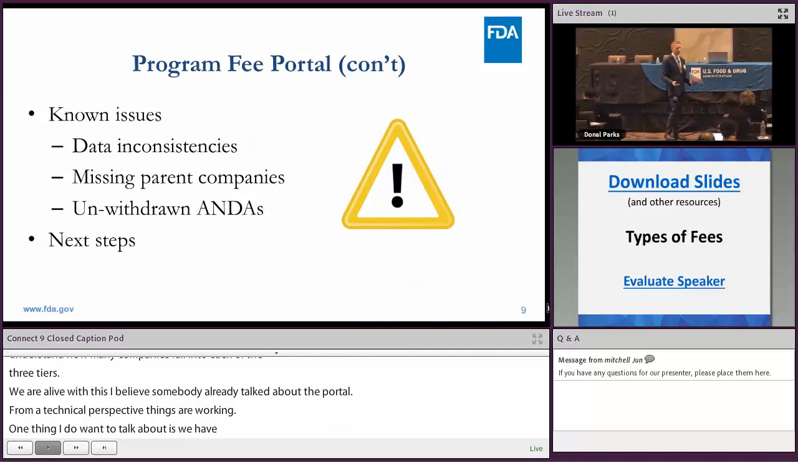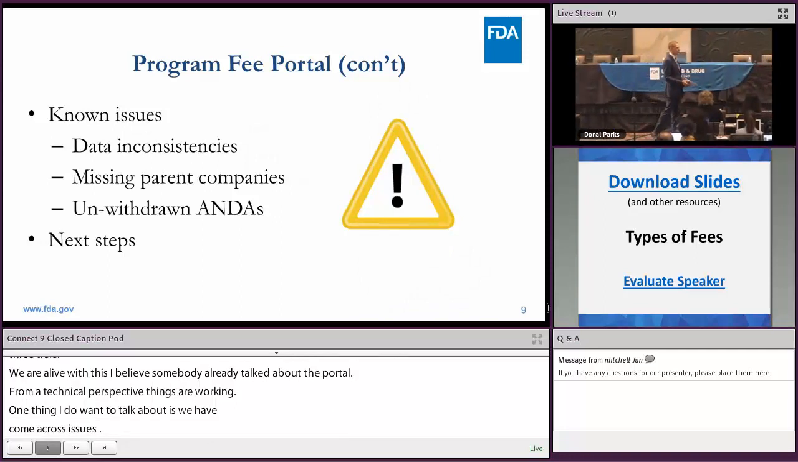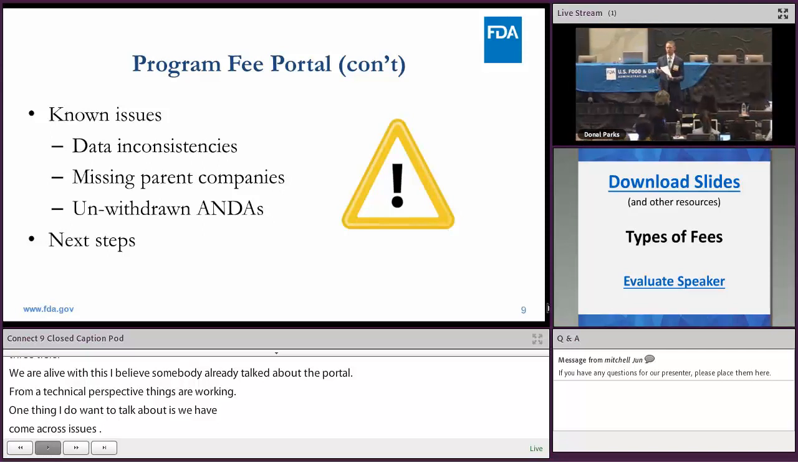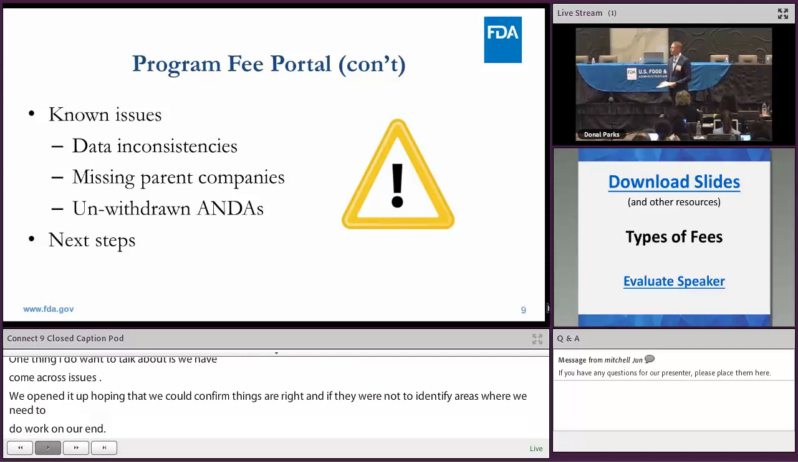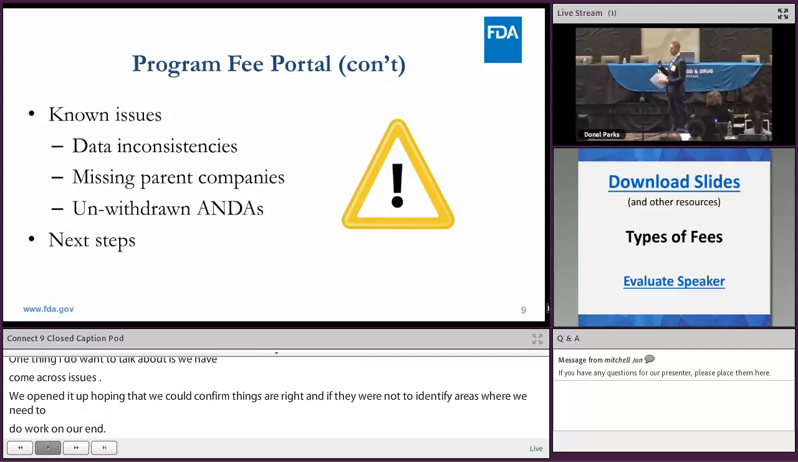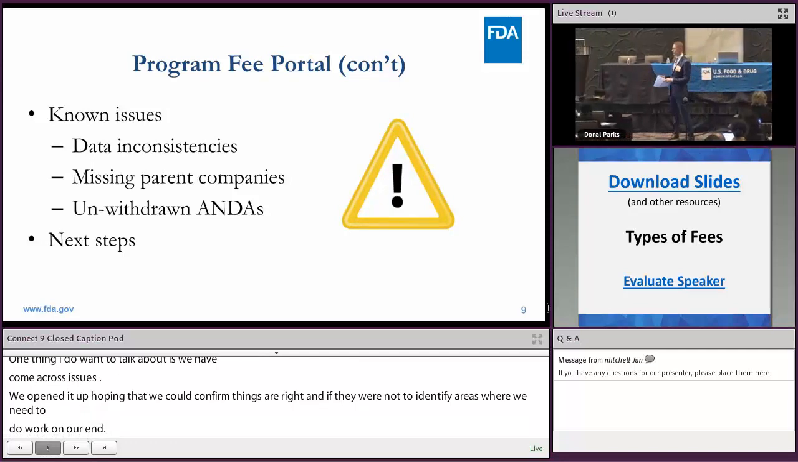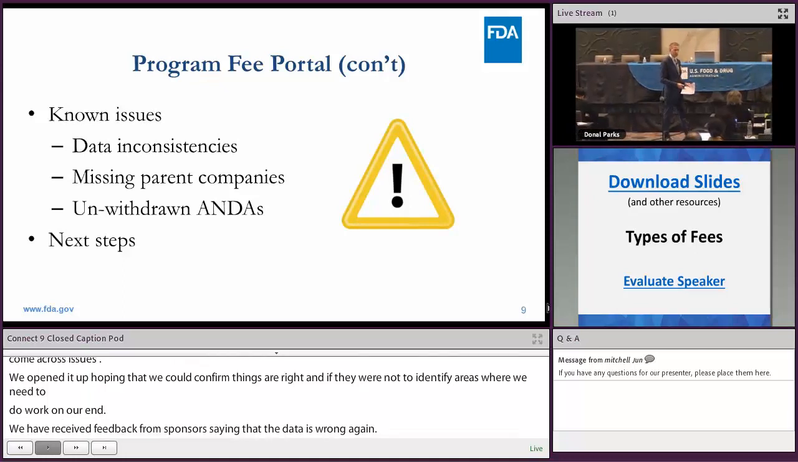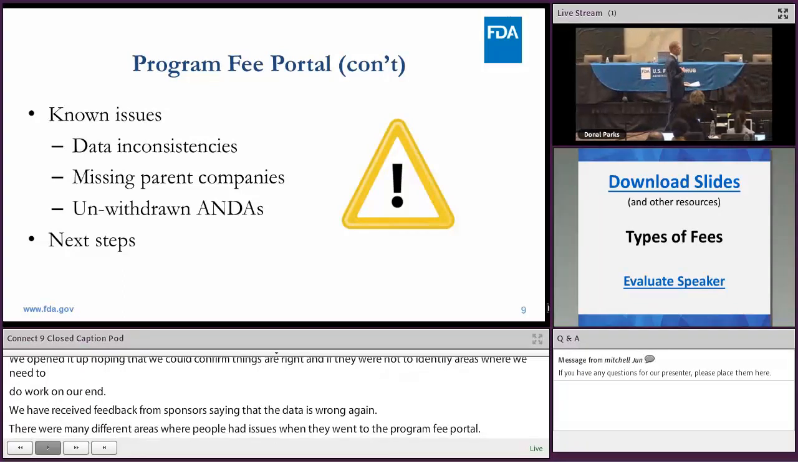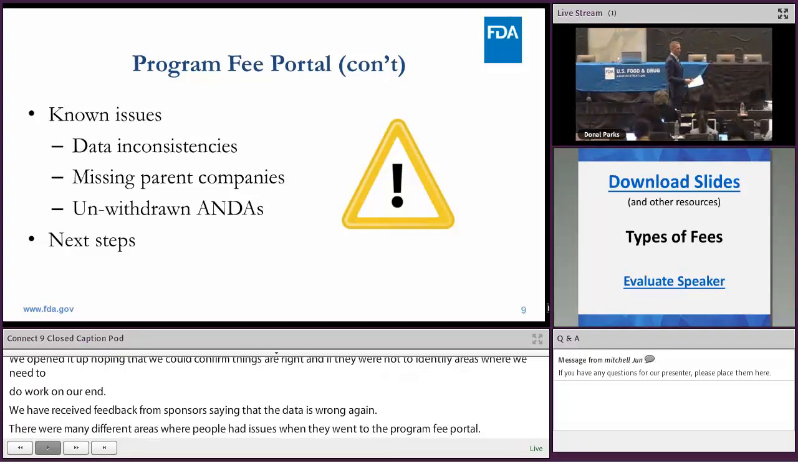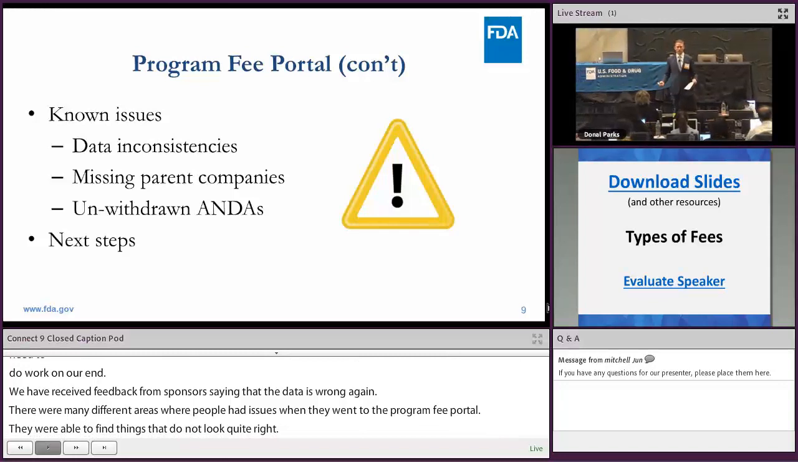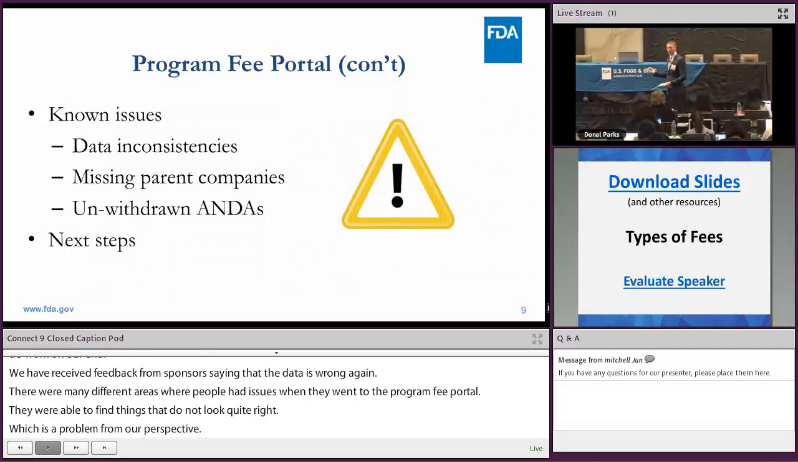I don't know if anybody in this room was involved in this, but we have gotten a lot of feedback from sponsors saying, I told you last year that this was this, and this year the data are showing it's wrong again. And so there were many different areas where people had issues when they went into the program fee portal. They were able to find things that didn't look quite right. They were not what they had told us before, which is a problem from our perspective because, on the technical side, our IT folks ran all these tests. They tried to make sure everything worked. On the program side, my staff did a lot of user acceptance testing, trying to make sure that all these things matched up properly. And still we found errors, and I apologize for that.